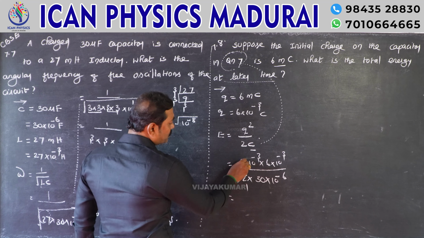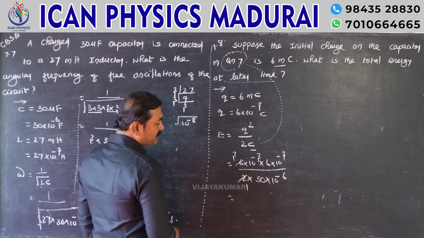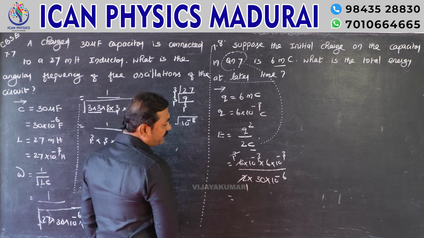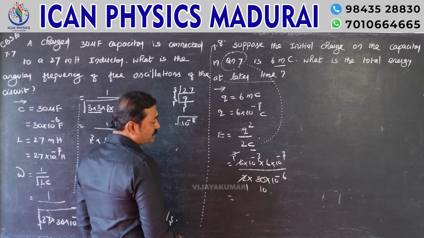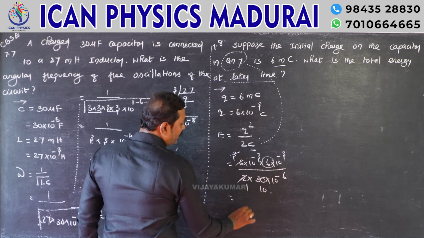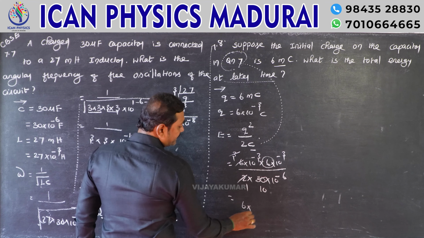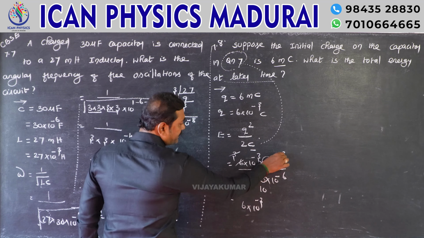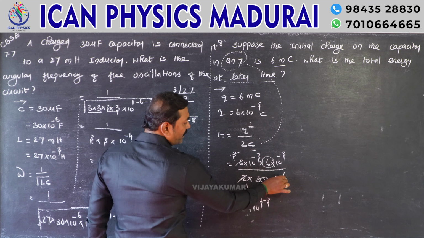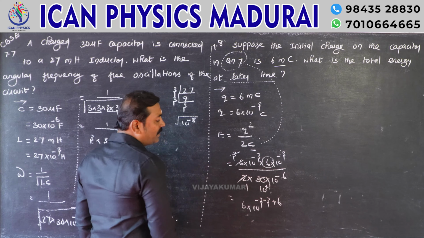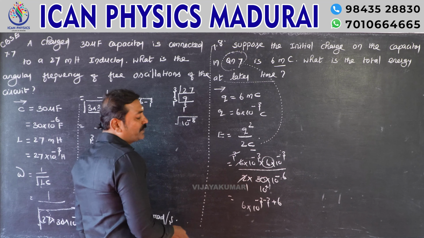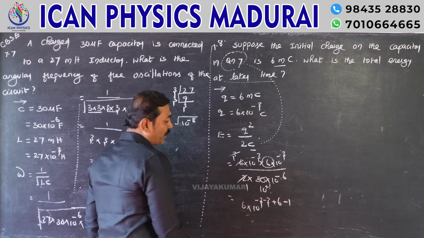So 1 2s are 2. 3 2s are 6. 1 3 is 3. 1 3 is 3. 0, okay? Then we are having only 6 into 10 to the power minus 3 minus 3. Then minus 6 goes to the numerator as plus 6. Here we are having plus 1. The plus 1 goes to the numerator as minus 1.